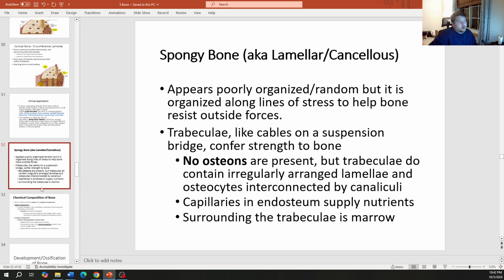So that was all the cortical bone. Now, spongy bone, just a little bit of information inside it. It appears very poorly organized and random, but just understand it's organized with specific lines of stress to help the bone resist those outside forces, which we talked about. As well, it's like the cables on a suspension bridge. There are no osteons within spongy bone. The capillaries in the endosteum supply the nutrients, and surrounding the trabeculae is marrow.